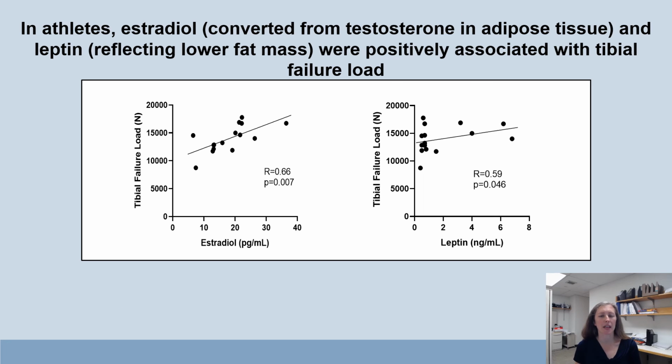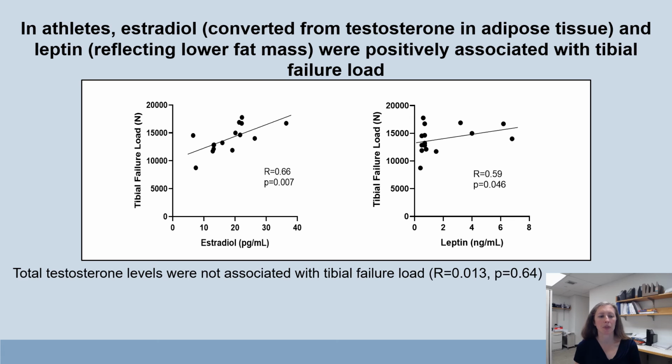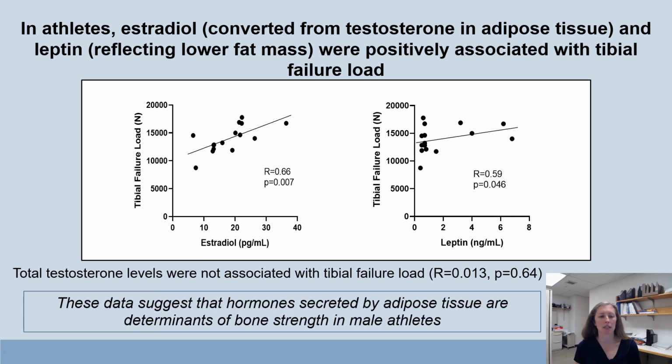Also in athletes, estradiol, converted from testosterone and adipose tissue, here on the x-axis in the figure on the left, and leptin, reflecting lower fat mass, here on the x-axis in the figure on the right, were positively associated with tibial failure load, but total testosterone levels were not. These data suggest that hormones secreted by adipose tissue are determinants of bone strength in male athletes.